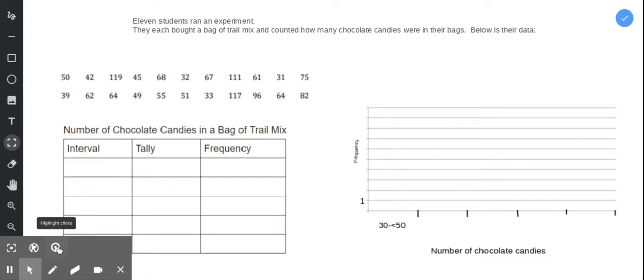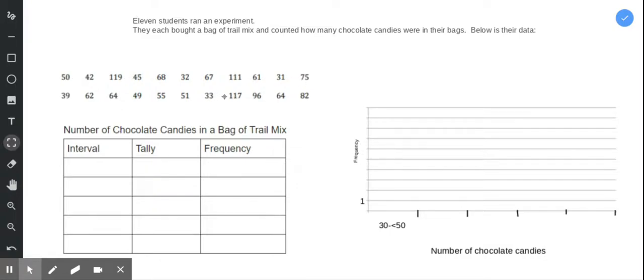In lesson 3, we're going to talk about a histogram as another way to organize data in statistics. For this example, 11 students ran an experiment. They each bought a bag of trail mix and counted how many chocolate candies were inside their bags. Below is their data. So here's the number of chocolates that were in each bag.